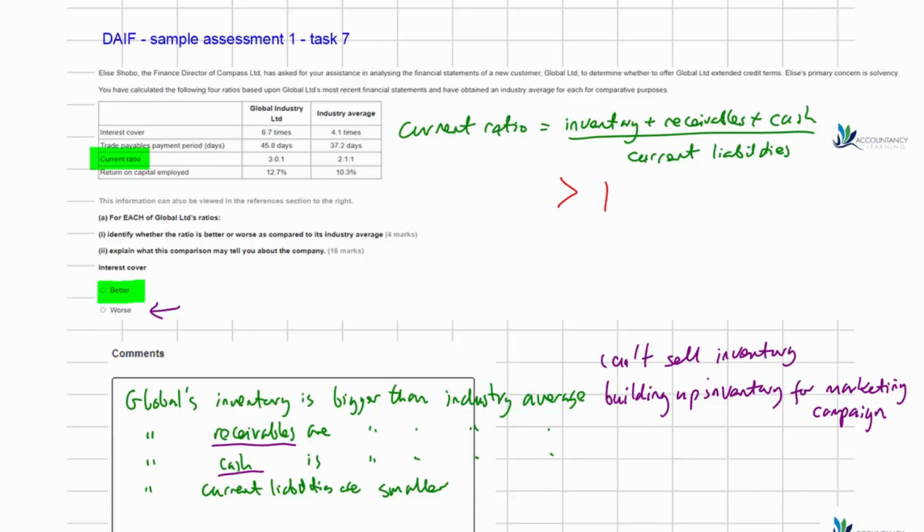It's probably not a good idea to talk about the current liabilities here, because we said the current liabilities are smaller, but in the previous part of the question we identified that trade payables are going up. So those two things don't really align with each other, so it's quite difficult to provide a comment about why the current liabilities are getting smaller.